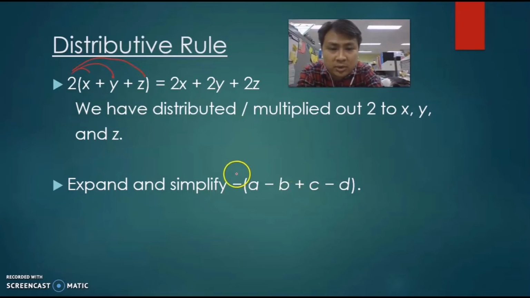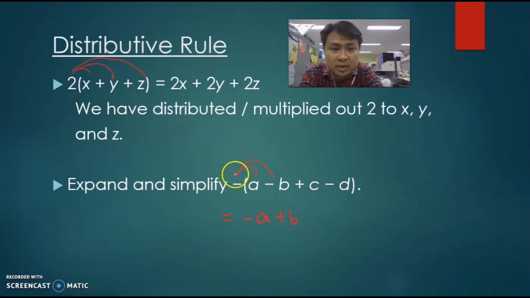I will distribute negative 1 to a. Negative times positive will give us negative, so you'll end with negative a. That's our first term. Then we move on. Negative 1 multiplied by negative b. We distribute it to negative b. So negative 1 times negative b, negative times negative is positive. We write plus b.